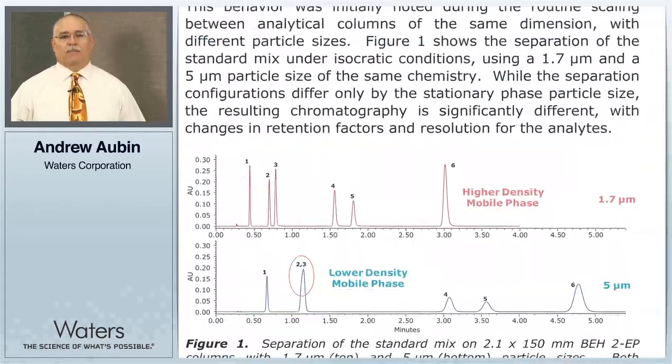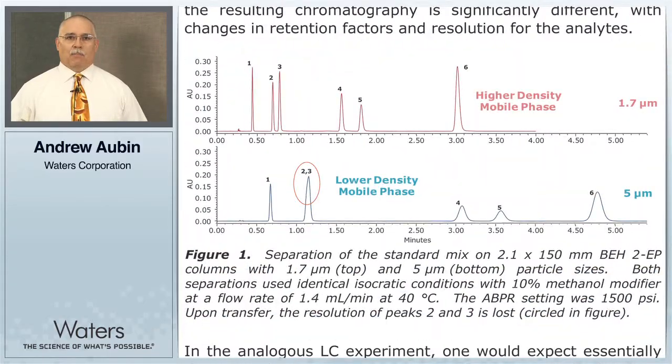You can see in figure 1 an example of a particle size change with identical chromatographic conditions. Looking at this chromatography, we can see, although the conditions are identical, the chromatography is significantly different. This is functionally because the density of the carbon dioxide in these two separations was different. So if we want to do scaling accurately and precisely, we need to control the density between these two separations.